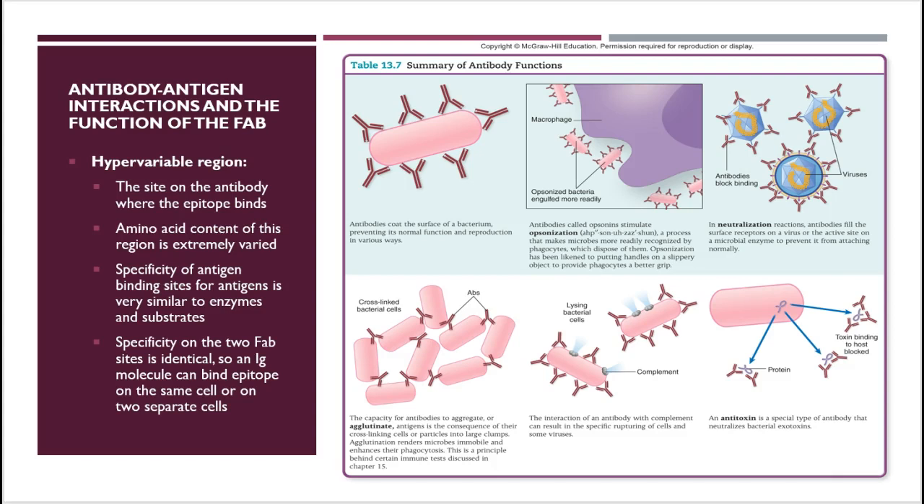And each of those antigen binding sites on a single antibody is identical. So those two Fab sites, one on each end, are identical to each other. They can bind an epitope on the same cell or on different cells, which is going to contribute to the variety of ways that antibodies can interact with the antigen.